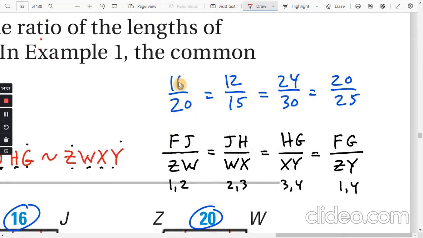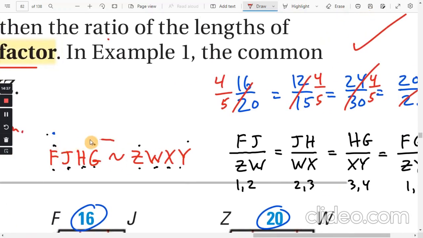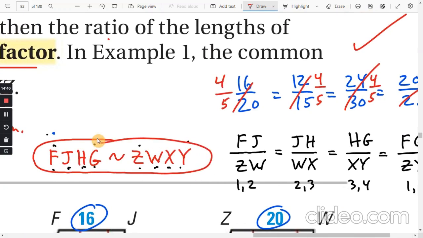All right, 16 divided by 4 is 4. 20 divided by 4 is 5. These are both divisible by 3. 12 divided by 3 is 4. 15 divided by 3 is 5. Both divisible by 6. 24 divided by 6 is 4. 30 divided by 6 is 5. Both divisible by 5. 20 divided by 5 is 4. 25 divided by 5 is 5. So we got 4/5 for each one. It checks out. They are definitely similar. And this statement that we wrote at the beginning is the similarity statement.